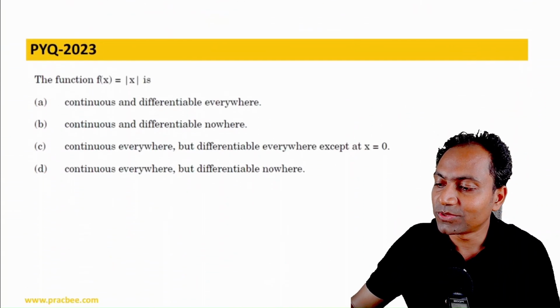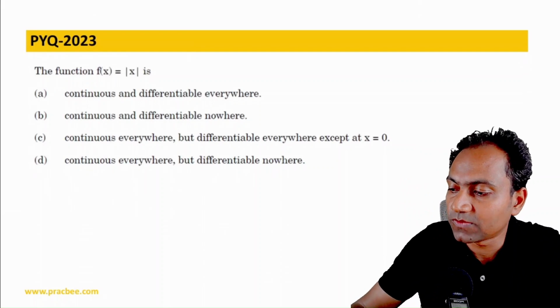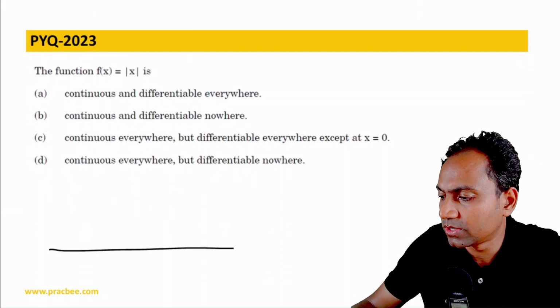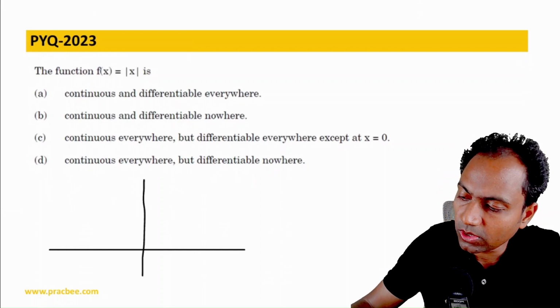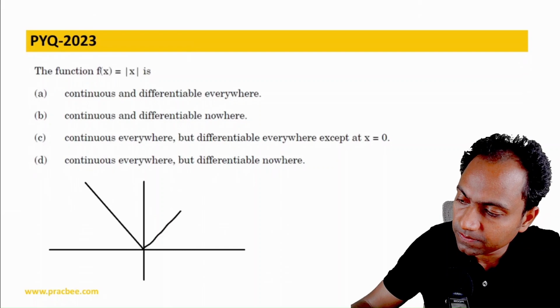Now let us move on to this 2023 question. It talks about the function, and again this is an objective question, so an objective approach we can use here. What you can do is draw the graph of this function, that is mod of x. This is how it looks.